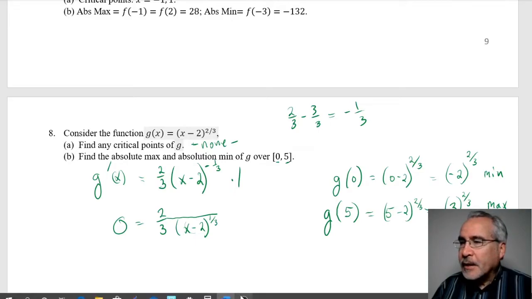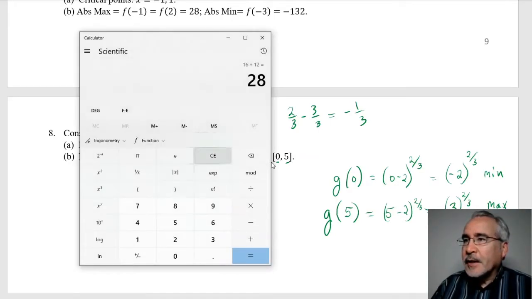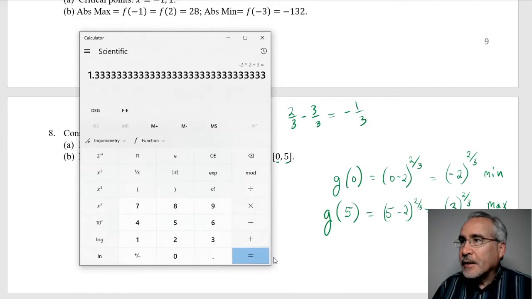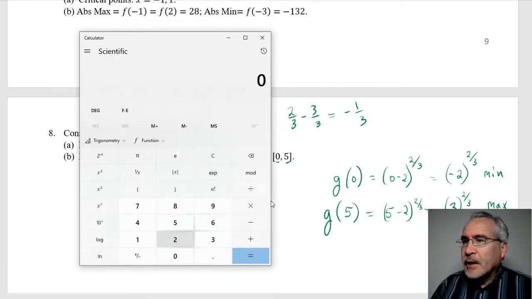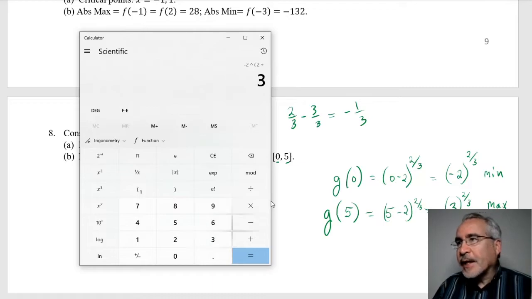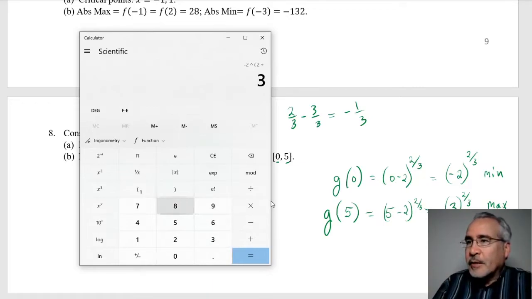I don't know, do they want that plugged in? Probably. So we can go with 2, we'll make it negative, and we'll raise it to the 2 divided by 3 power. I don't think I did order of operations on that. So, okay, let me do this again. We're going to do 2 negative, raise it, and put parentheses around 2 divided by 3. Yeah, because order of operations says to do the exponent before the division, unless you do it this way.